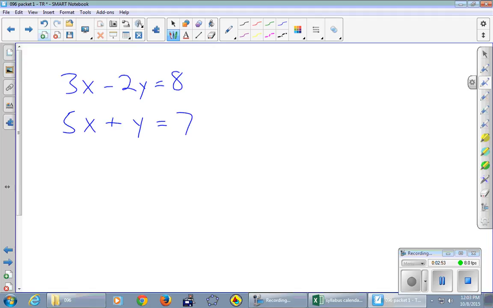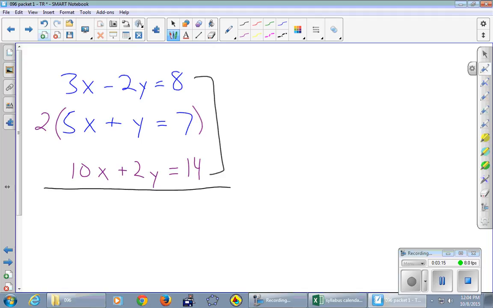So let's do the elimination method here. I think it's easier to eliminate the y. What can you multiply the bottom equation by? 2. So let's multiply that bottom equation by 2. So we're going to double this whole thing here and get 10x plus 2y equals 14. And now we're going to add these two equations. So ignore the one in the middle.